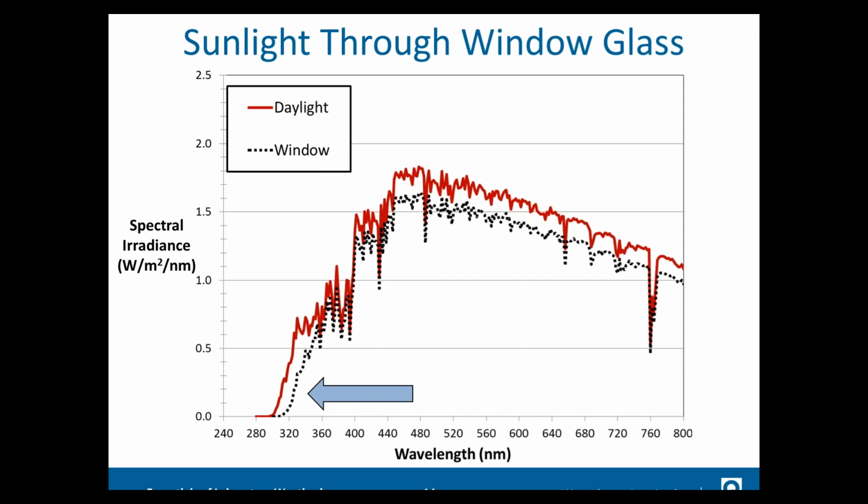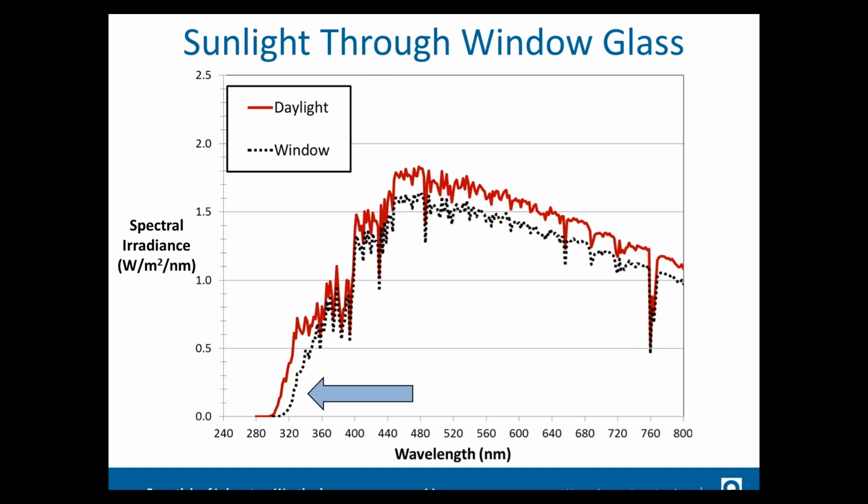Another effect on spectrum has to do with window glass. What we showed was an outdoor exposure, but a lot of materials that experience weathering aren't actually installed outdoors. They could be in a vehicle or in a storefront. And so it's important for us to characterize what sunlight through window glass looks like as well.